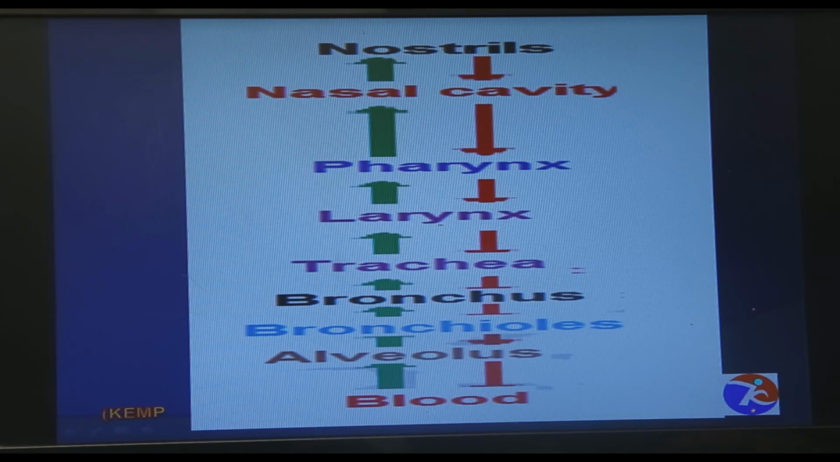So this is again the flow chart: nostrils, nasal cavity, pharynx, larynx, trachea, bronchus, bronchioles, and then alveolus, and then blood.